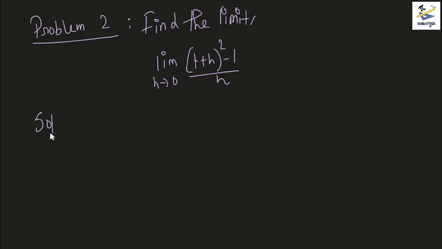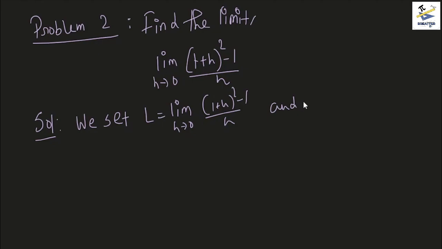I'll just write the steps clearly. We set L equals limit h tends to 0 of (1 plus h) whole squared minus 1 by h, and now we evaluate it as follows.